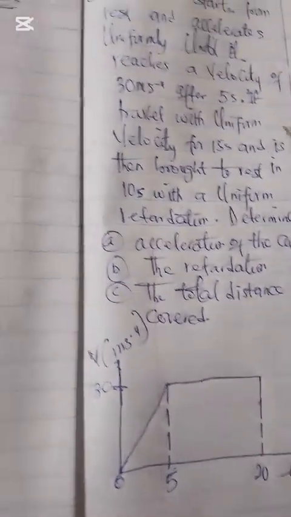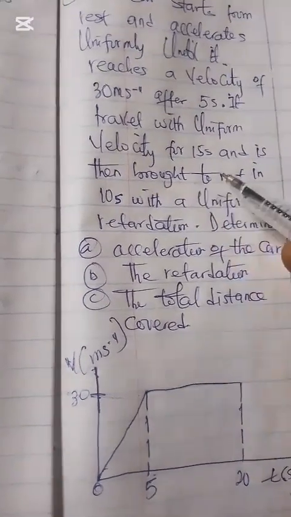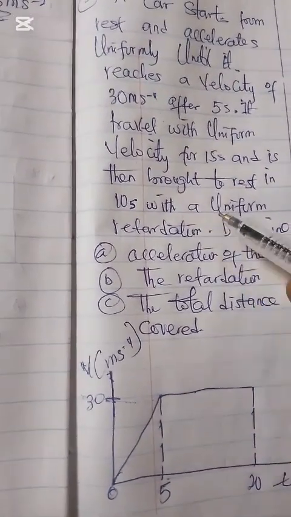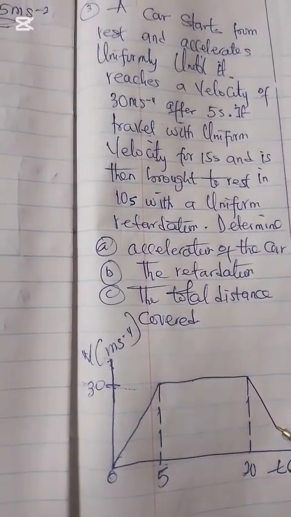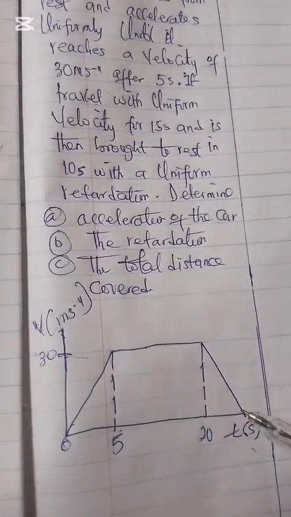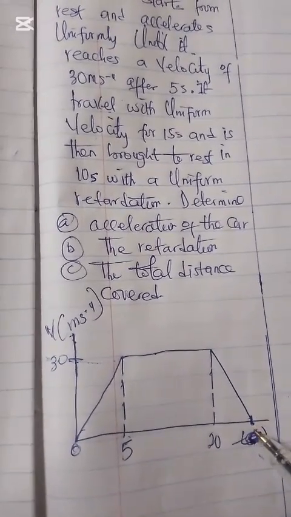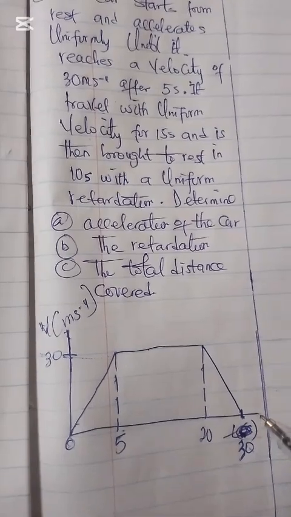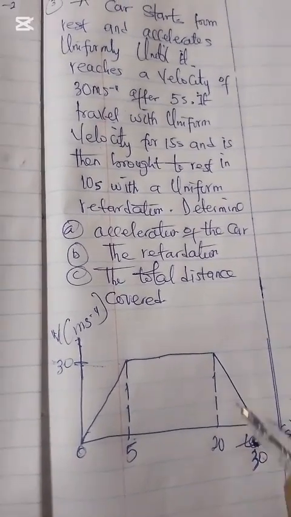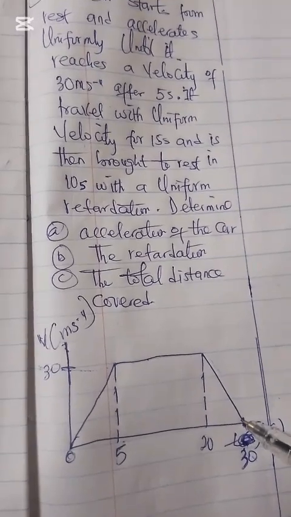Then what happens next? It is then brought to rest in 10 seconds with a uniform retardation. So after 10 seconds, it is now brought to rest. I believe that is clear. So here will be 30. Remember, the unit of time is seconds. So after 10 seconds, it is now brought to rest with uniform retardation.